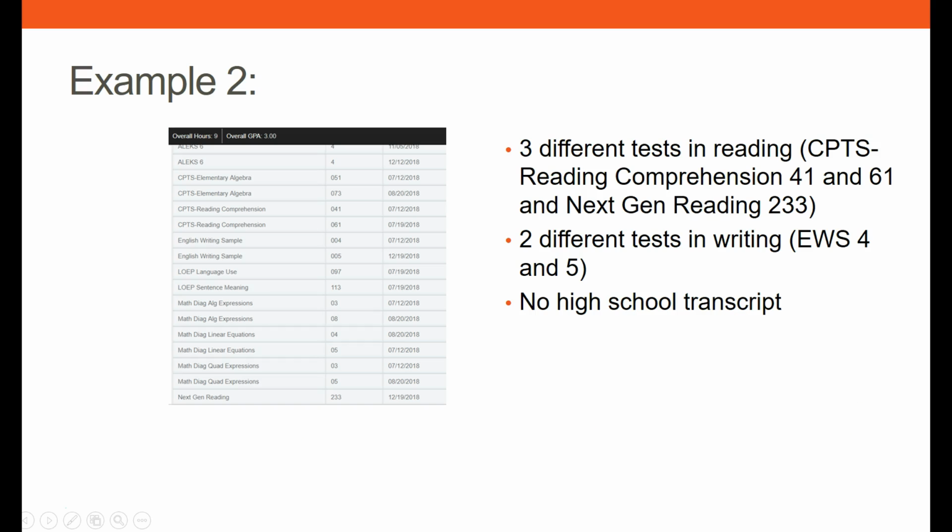Here's another example. You'll notice this one has a number of scores. So they have 3 different tests in reading, a 41, a 61, and a Next Gen 233, and 2 tests in writing, a 4 and a 5. The 5 means the student does not have to take any developmental writing, and that score means that a student tests into 003 by their reading placement and 101 by their writing placement. There was no high school transcript listed in this one.